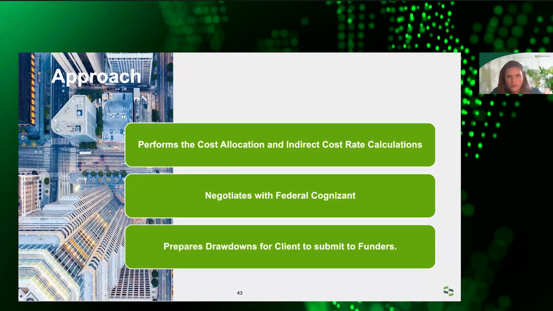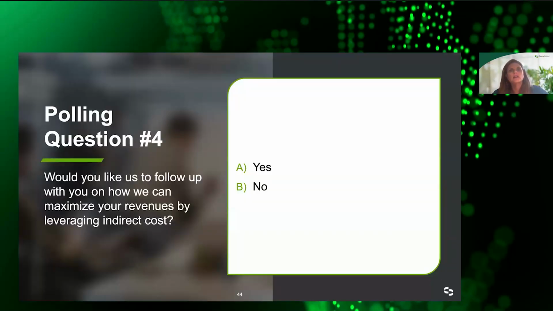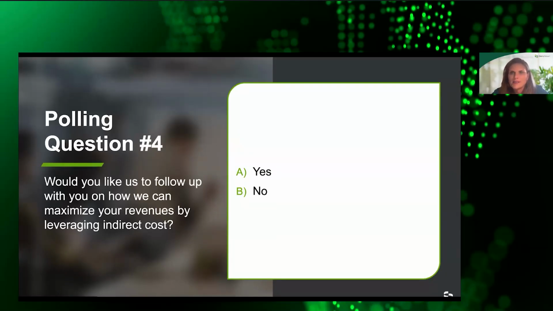So the approach is, we just told you what we do with that. We prepare those drawdowns for our clients and help to submit to the funders. We negotiate on your behalf, but if you already have a negotiated rate, we can leverage that and really make sure that you're maximizing your opportunities. And then our last polling question is, would you like us to follow up on how we can maximize your revenue by leveraging indirect cost?